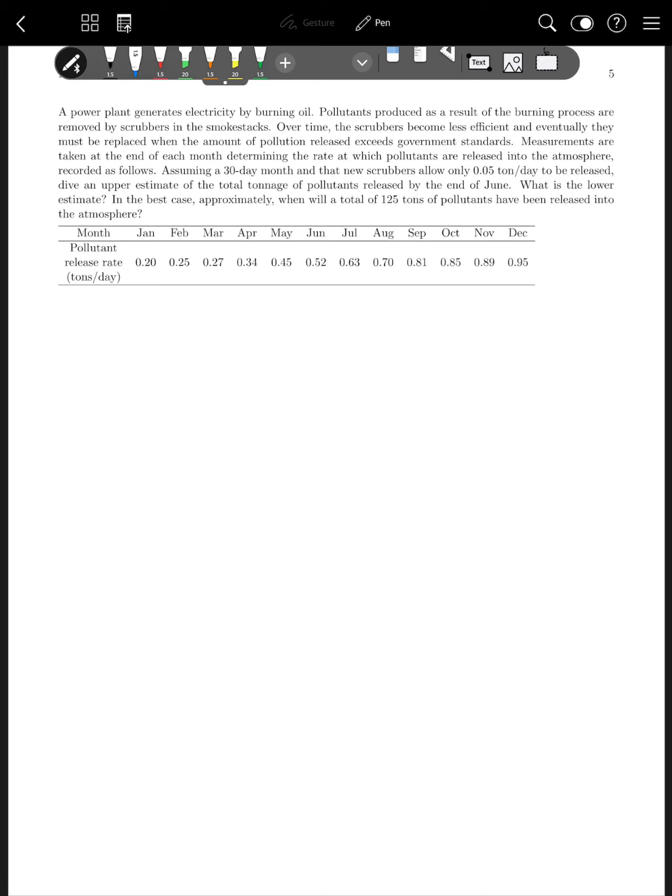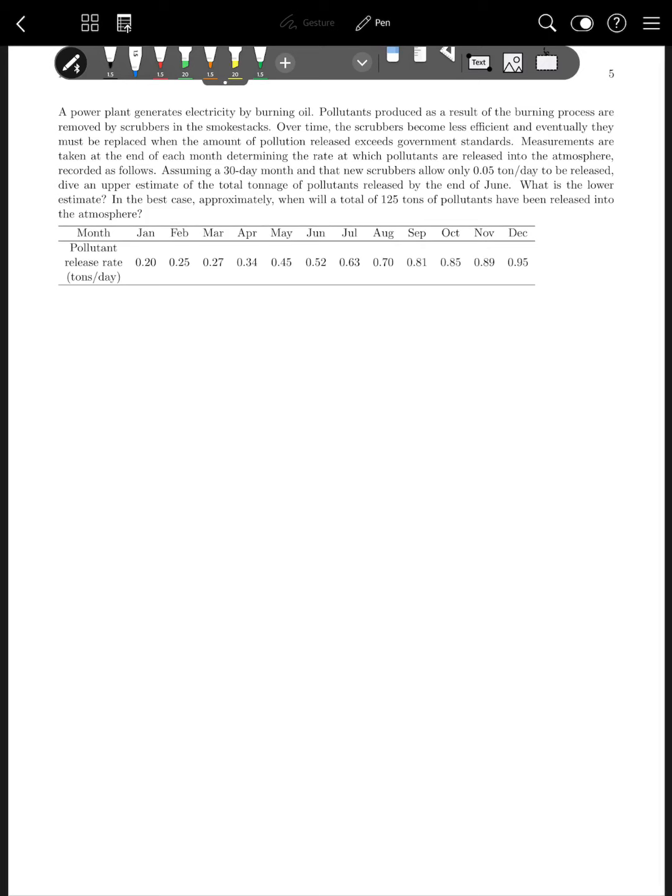Okay, so now that we've looked at this idea of rectangles, we can apply this to applications. So for example, in this case, we're given the rate at which a power plant that generates electricity by burning oil releases pollutants. Pollutants produced as a result of the burning process are removed by scrubbers in the smokestacks.